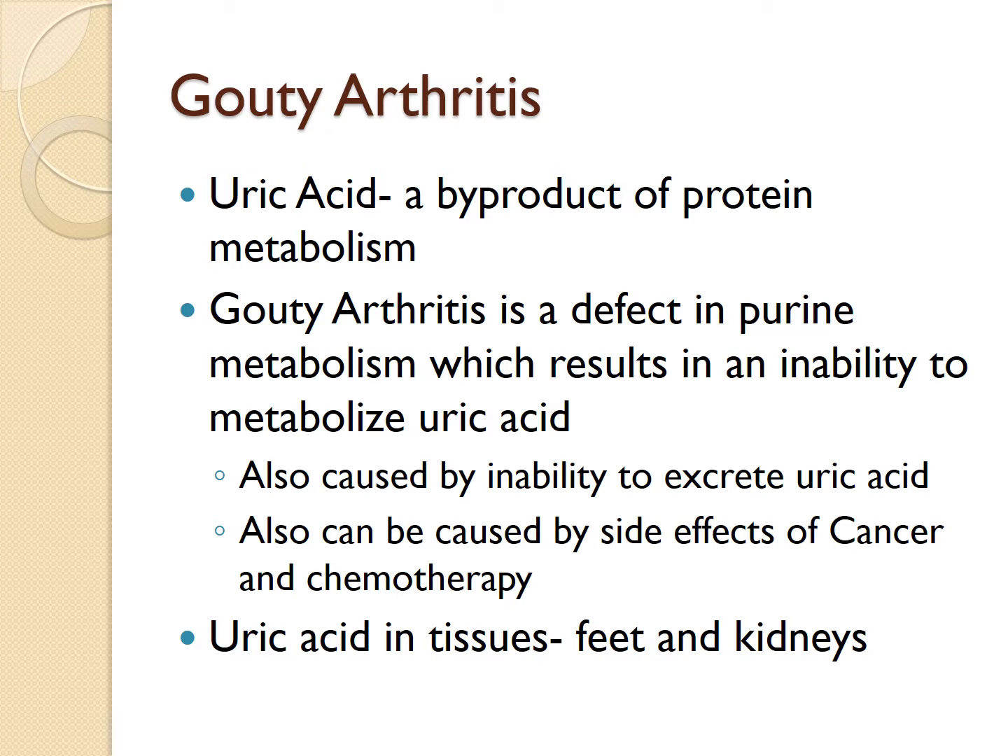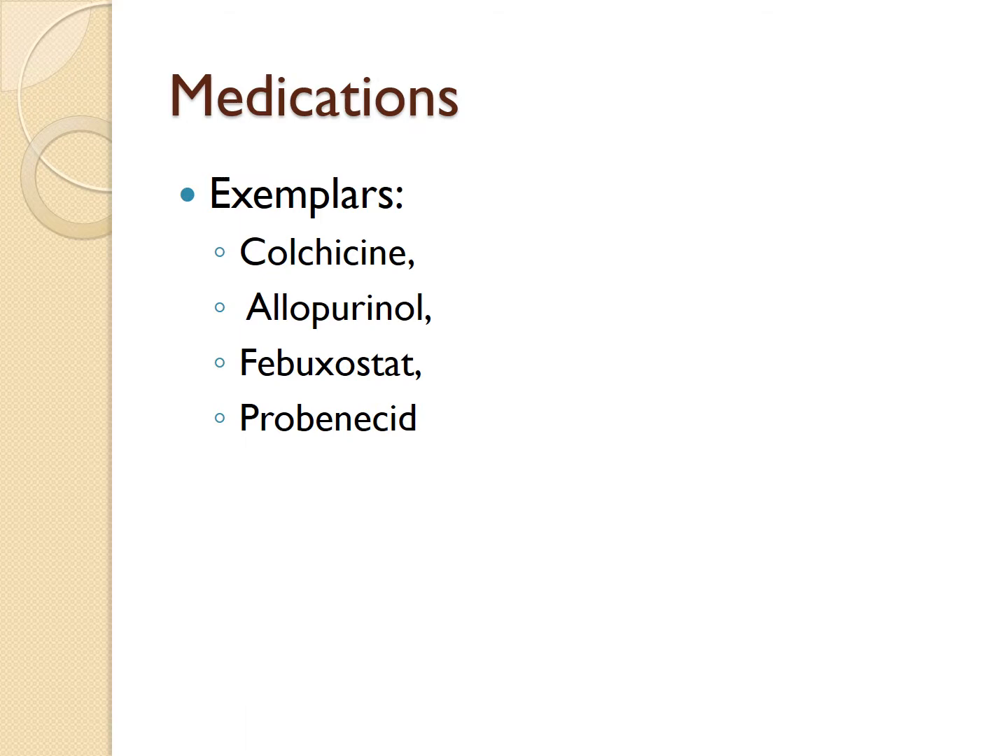The uric acid is in the tissues of feet and kidneys. So when we think about that, you usually see gout appear in the big toe, the great toe. And with the kidneys, what it can cause is stones. And it can actually be so severe that it can cause acute renal failure. So our exemplars here are colchicine, allopurinol, febuxostat, and probenecid. So let's talk about colchicine.